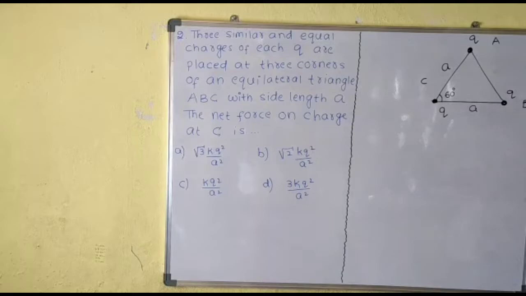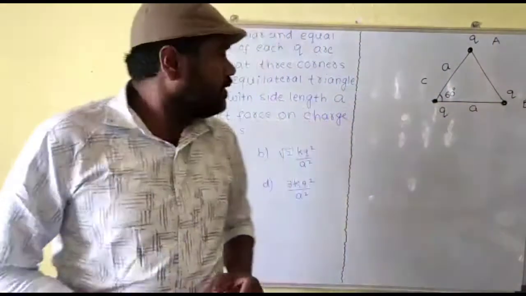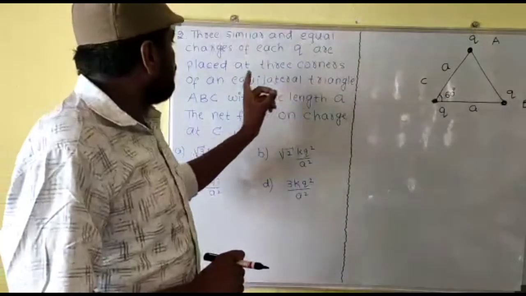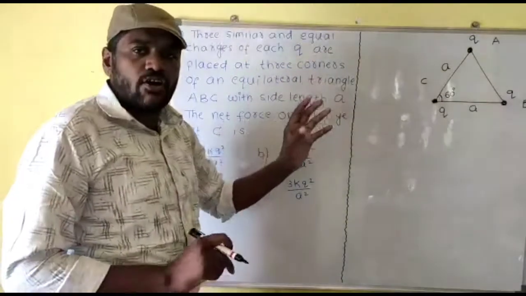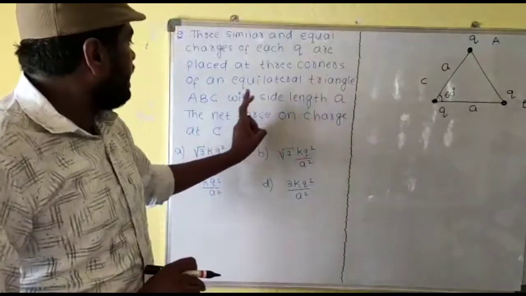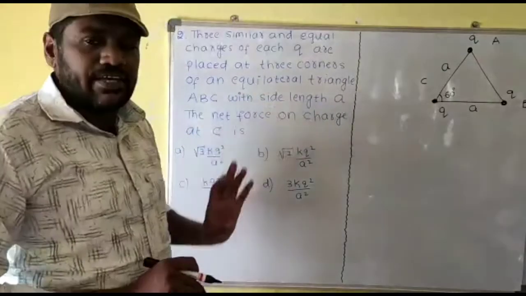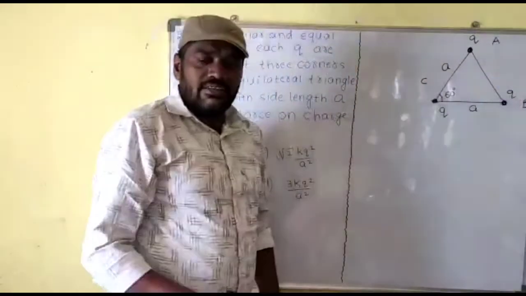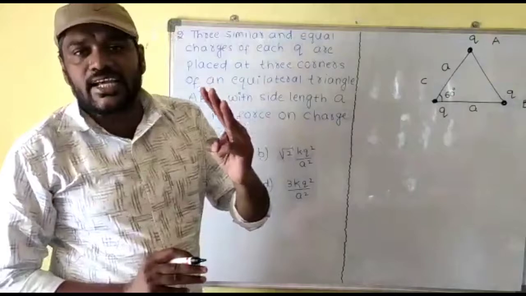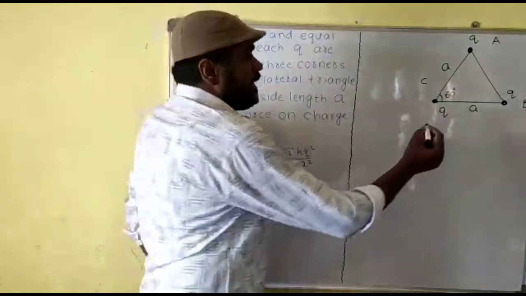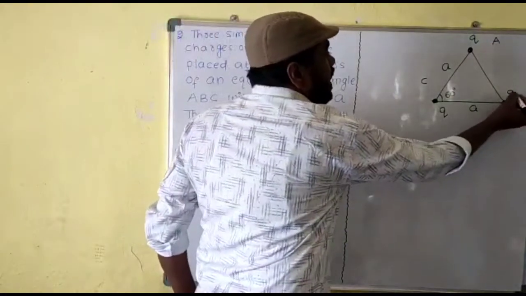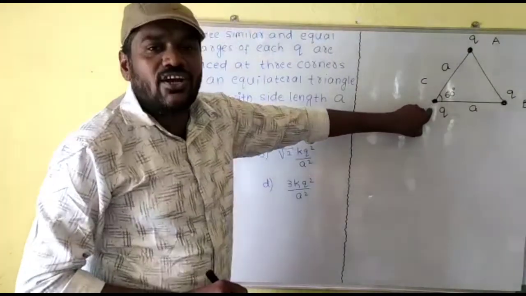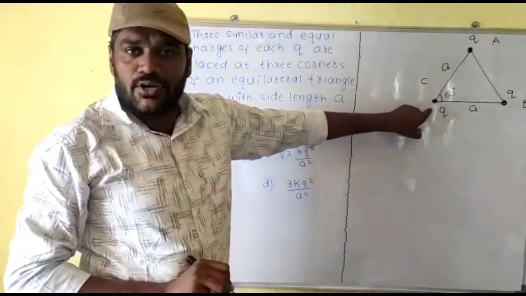Now let us explain the second problem. The second problem is: three similar and equal charges, each of magnitude Q, are placed at the three corners of an equilateral triangle ABC with side length A. Three charges are given and one equilateral triangle is also given. These three charges are placed at the three corners of the given triangle, the side length is given as A, and each charge is given as Q. Now the question is, what is the total force on the charge at C? We have to find out. Do you understand all of it?